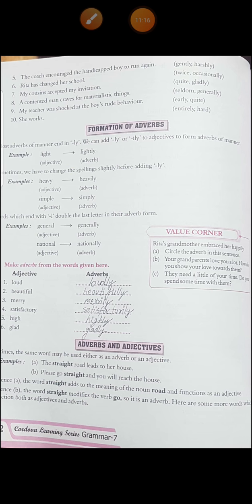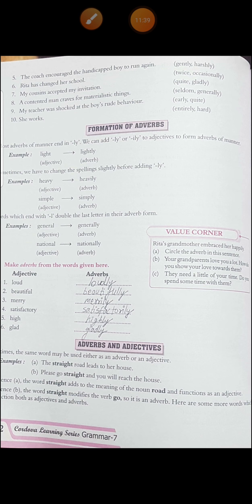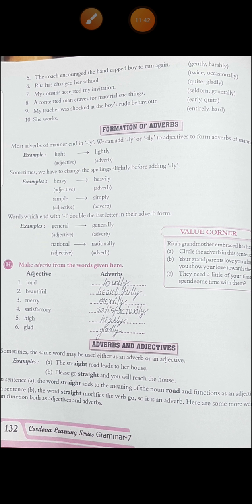Then eighth, a contented man craves for materialistic things. What will be the answer? A contented man seldom craves for materialistic things. Then ninth, my teacher was shocked at the boy's rude behavior. My teacher was quite shocked at the boy's rude behavior. Then tenth, she works hard. Alright. So this finishes our exercise G.